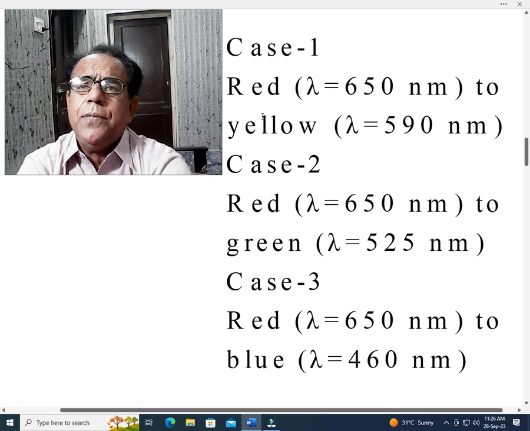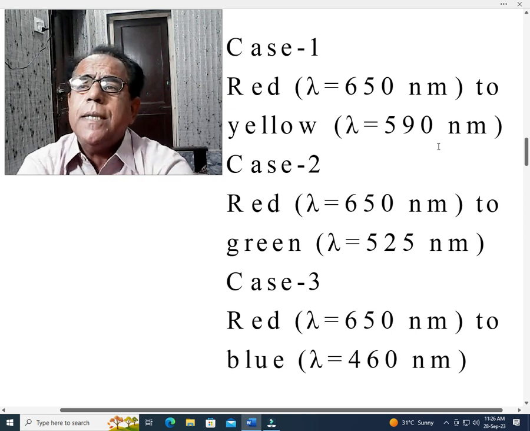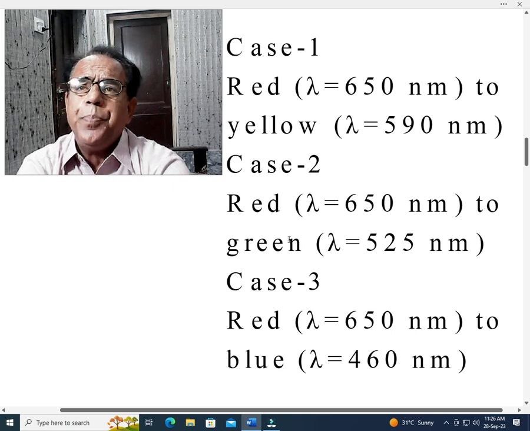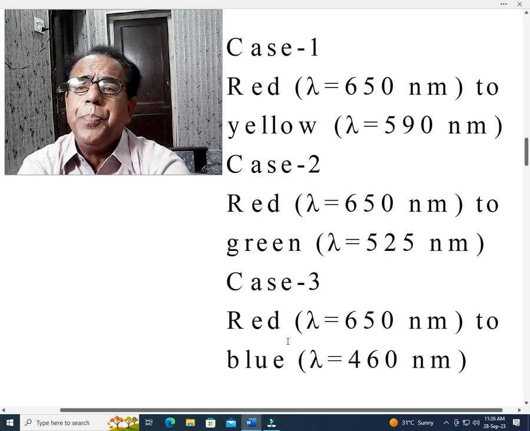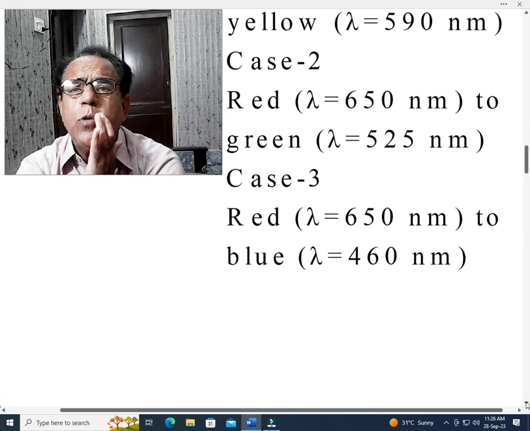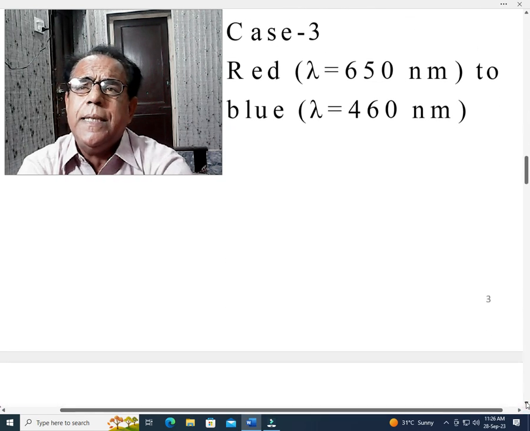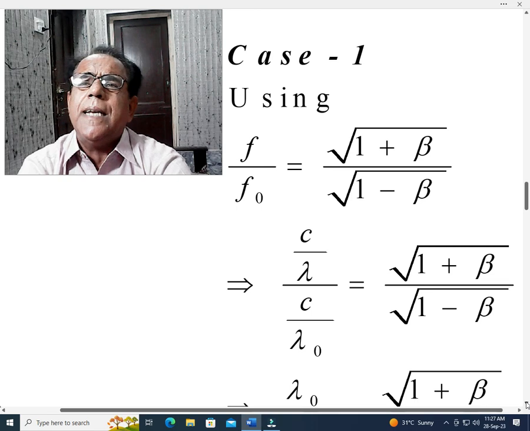Case 1 is from red wavelength lambda equal to 650 nanometer to yellow wavelength lambda equal to 590 nanometer, nano meaning 10 raised to the power minus 9. Case 2, red wavelength lambda equal to 650 nanometer to green wavelength lambda equal to 525 nanometer. Case 3, red wavelength lambda equal to 650 nanometer to blue wavelength lambda equal to 460 nanometer. So we are going to part this problem in three separate cases, either A, B, C or case 1, case 2, case 3.